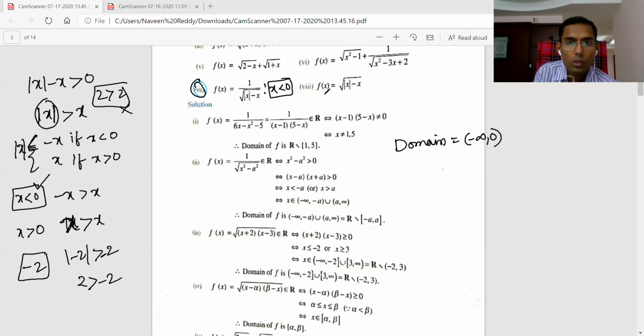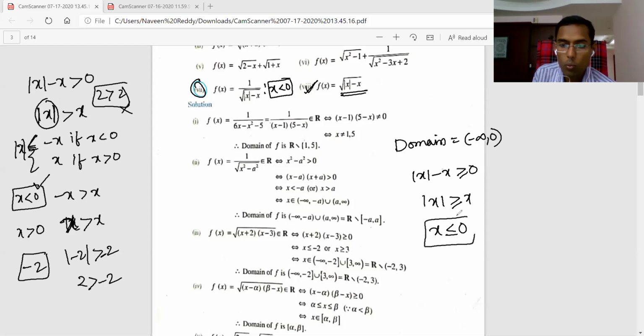Okay, so the next, for this, mod x minus x is greater than or equal to 0. That is, mod x is greater than or equal to x. That is, x is less than or equal to 0. X is 0, no problem. X is negative, no problem. So therefore, for this, the domain is minus infinity to closed 0. That's your answer.